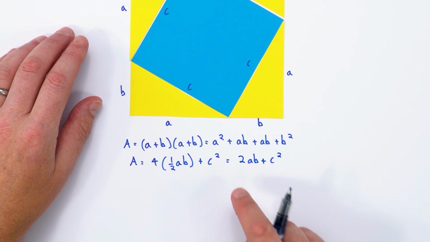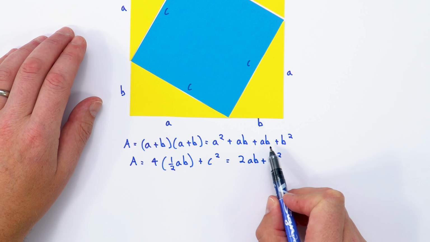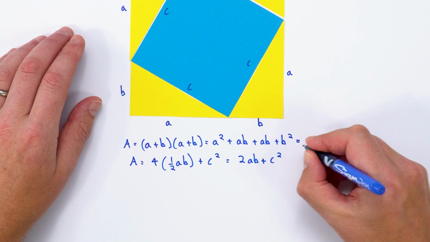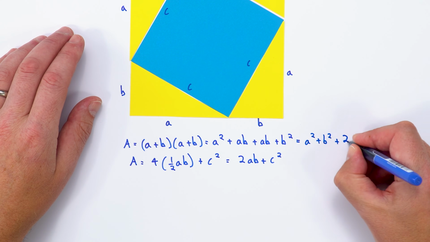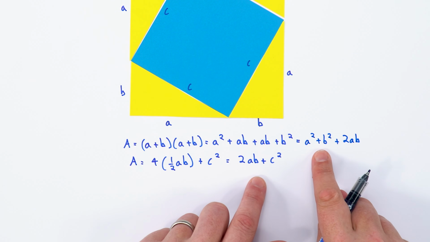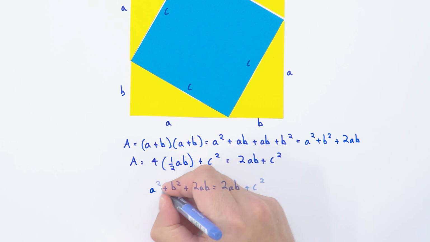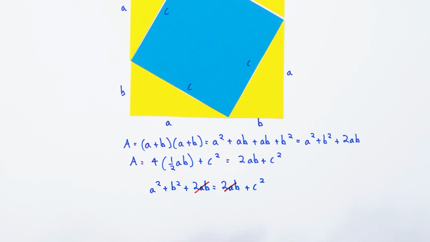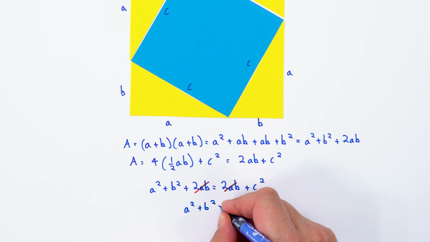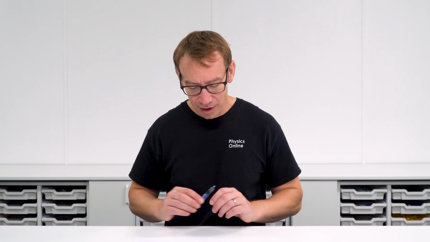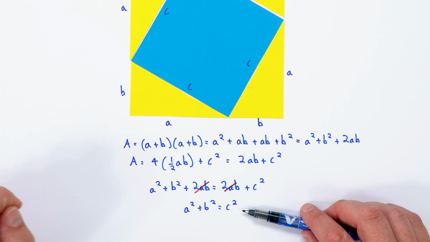Now, of course, both of these areas are going to be the same because it's just different ways of working out the same area. And actually, this top one here, I said is A squared plus AB plus B squared. We could also say that's equal to A squared plus B squared plus 2AB. So we can now equate the two things together. And then we can see that these cancel because they're the same on both sides. And therefore, we can say that A squared plus B squared is equal to C squared. And there's proof that A squared plus B squared is always equal to C squared for a right angled triangle.